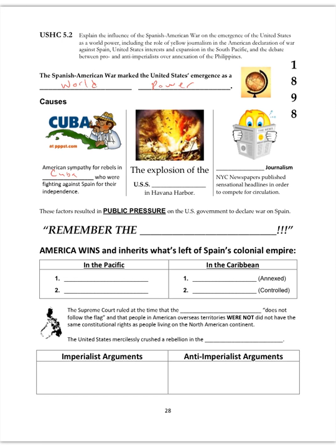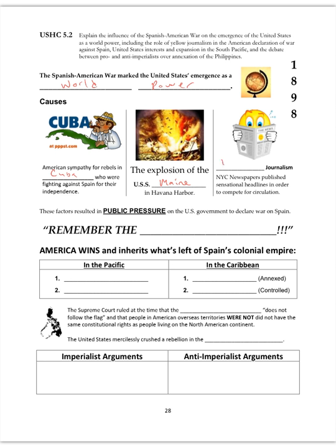Next is the explosion of the USS Maine in Havana Harbor. That ship was there to kind of observe and protect American interest in Cuba while that rebellion was going on. It exploded, and newspapers in the United States blamed the Spanish for blowing it up, even though we're pretty sure that it was an accident and it was not Spain.